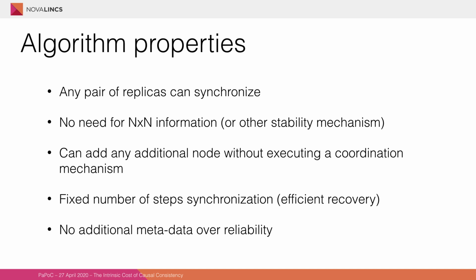A fixed number of steps is required for synchronization by, for example, doing it in one step by sending the whole list, or by doing it in two steps by sending a version vector and receiving back only the operations that we actually are missing. The most important part here is that there's no additional metadata required over already providing reliability.